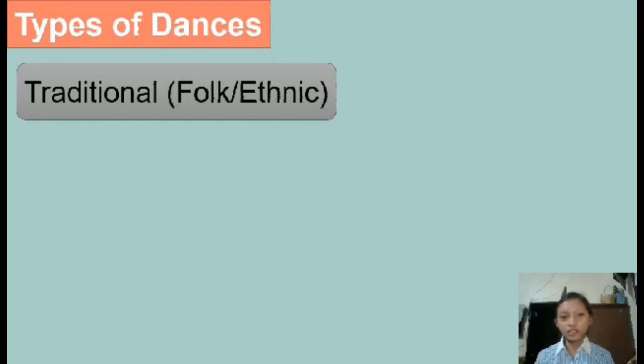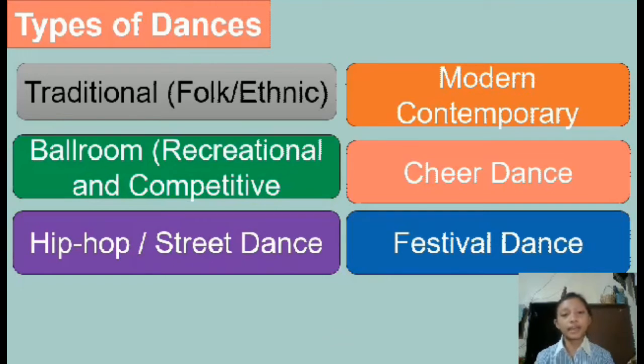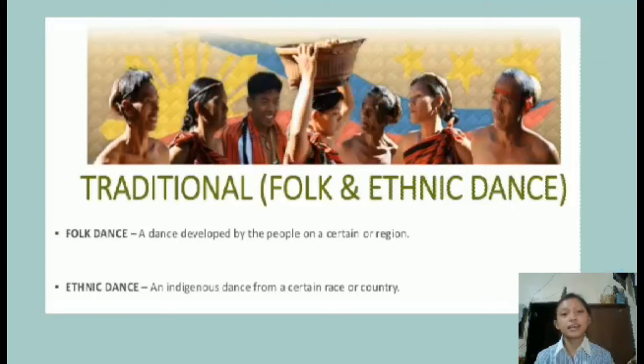So let's go with the types of dances. So we have traditional. There are two, folk and ethnic. Second is modern, contemporary, cheer dance, festival dance, ballroom or recreational and competitive, hip hop and or street. So let's go with traditional, folk and ethnic. So in traditional, it has folk.